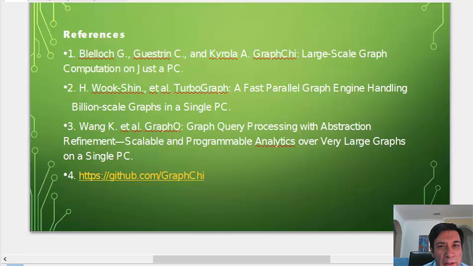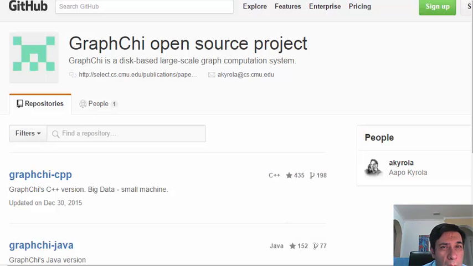However, GraphChi is a starting point, even if there are better systems. There is also a website to download GraphChi. As you can see on this website, which is in the references, you can download GraphChi, the open source project. There is a version in C++ of GraphChi, and there is another version in Java. It could be a good idea to download it to make evaluations.